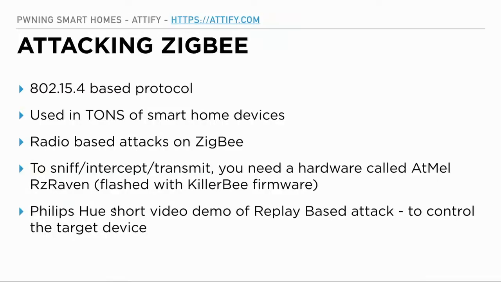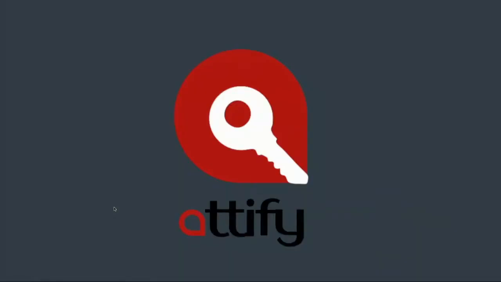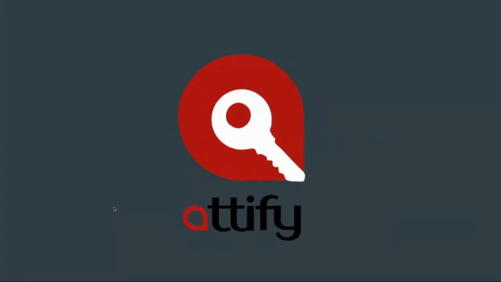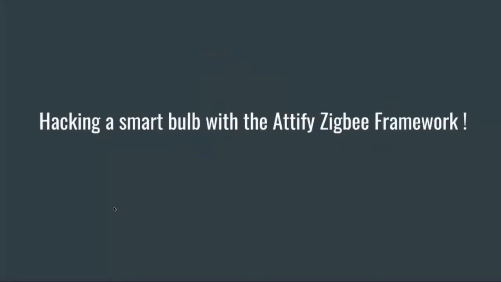Now, apart from BLE, the other important protocol is ZigBee, which is used by things like Philips Hue, Samsung SmartThings, all of that. And the attack process stays the same. It's just that it differs in terms of hardware. So this is just a short demo on the radio-based attack.